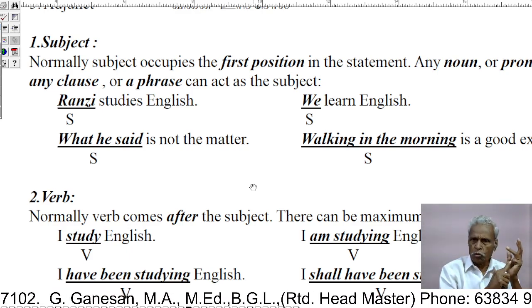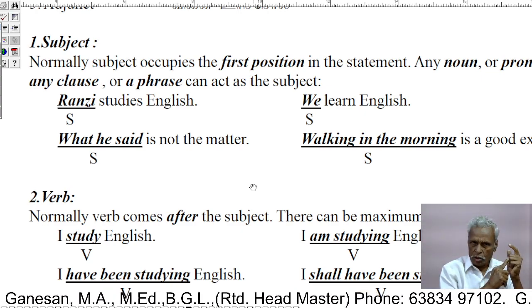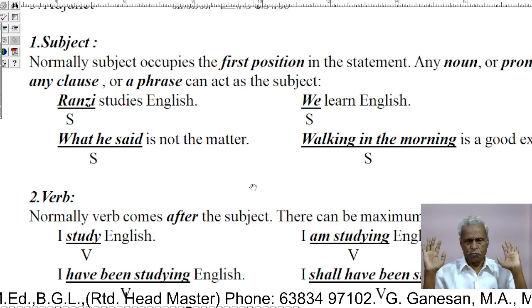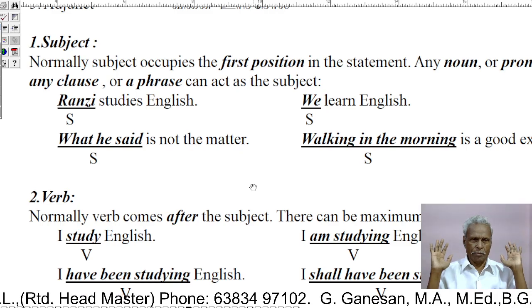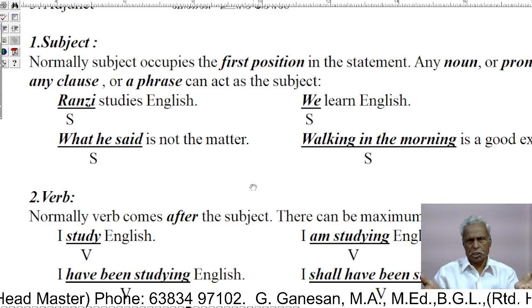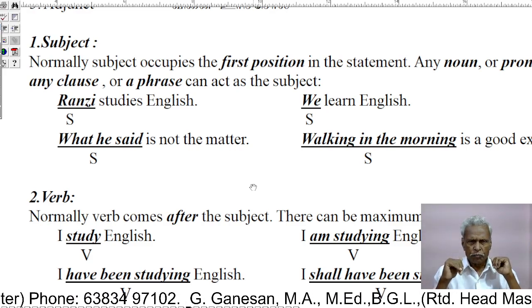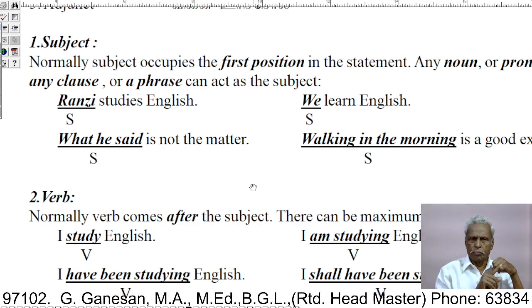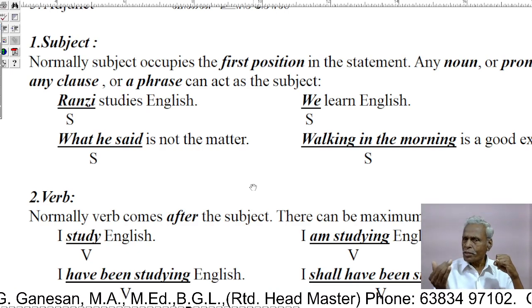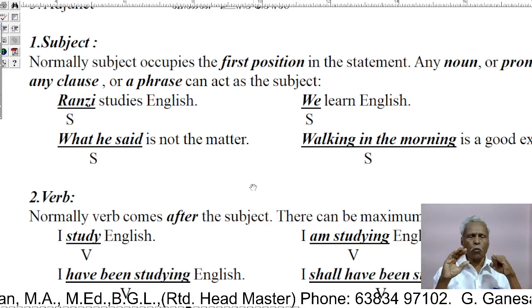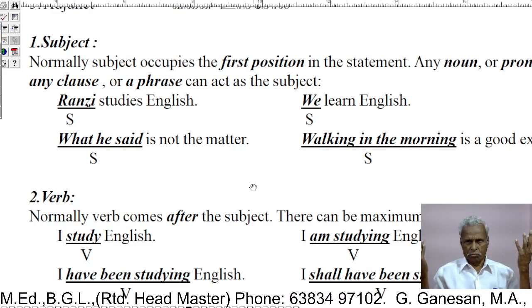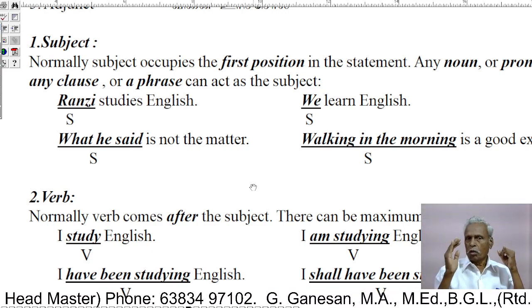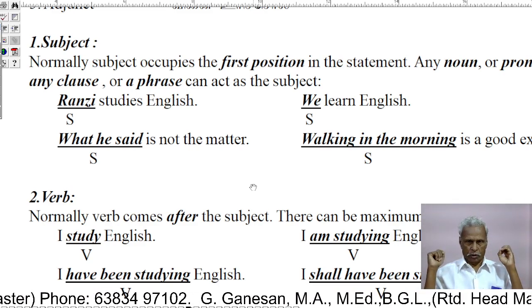Whether it is a subordinate clause or a main clause, that doesn't matter. Apart from these four, no other parts of speech can be used as the subject. Example: Ronnie studies English. Here, Ronnie is a proper noun. Second example: we learn English. Here, we is a pronoun.